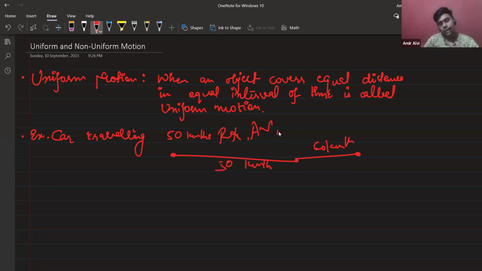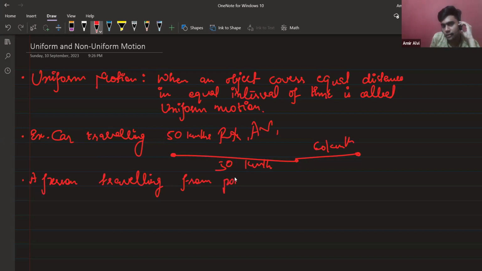Sir, I have an example of my own. Yes, you can. Okay, that's a great thing. A person traveling from point A to point B at 5 meters per second. Person traveling from point A to point B. Yes or no? This is your example. Okay, so Alvina, let me know here. Is this example correct according to you?